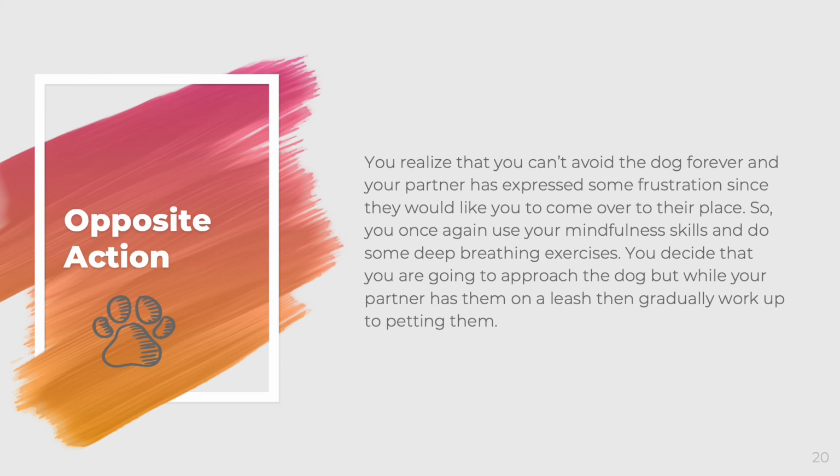You realize that you can't avoid the dog forever, and your partner has expressed some frustration since they would like you to come over to their place. So you once again use your mindfulness skills and do some deep breathing exercises. You decide that you are going to approach the dog, but while your partner has them on a leash, and gradually work up to petting them. You were able to confront the thing that you have been avoiding and hopefully, with more practice, conquer your fear.